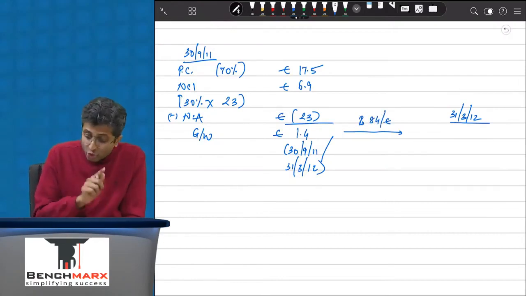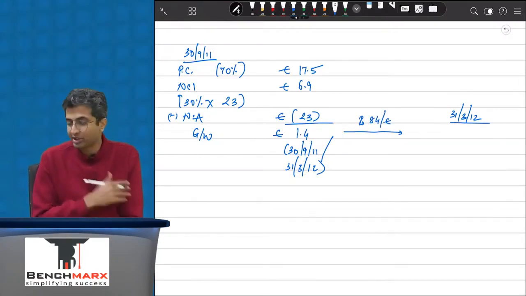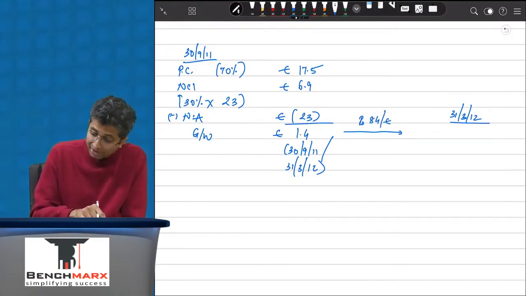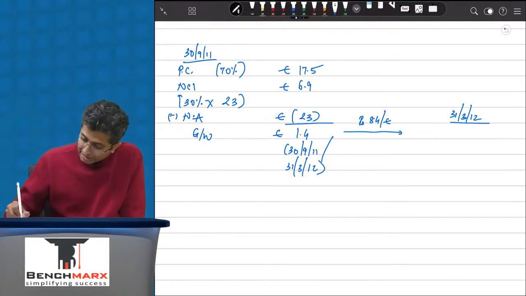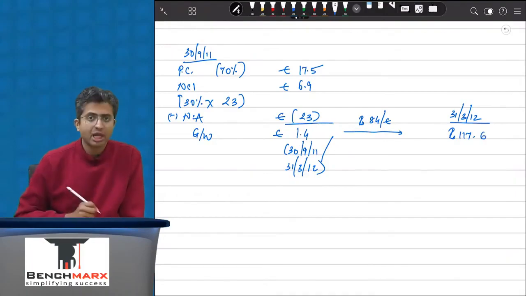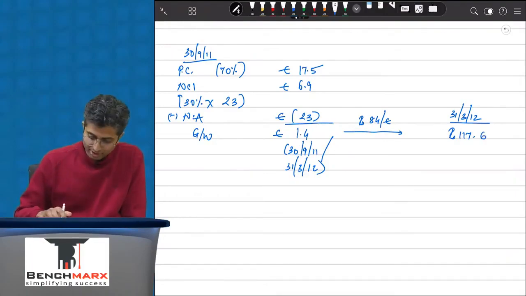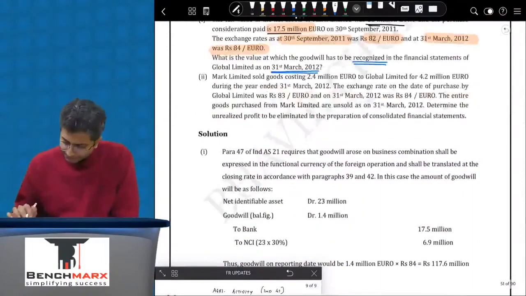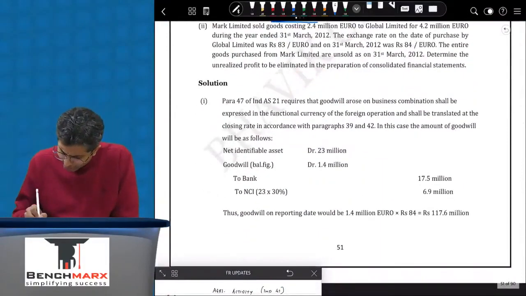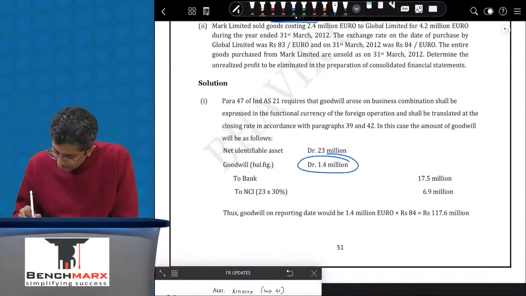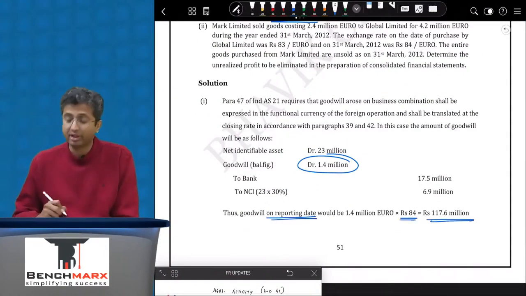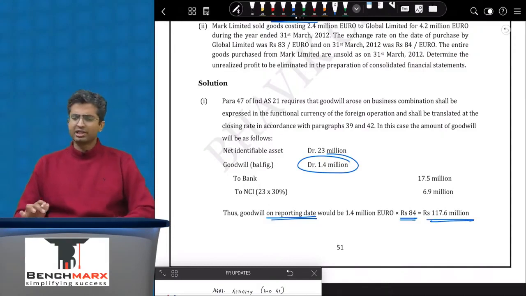Sir, but goodwill cannot change. Goodwill in euros will not change. It will remain 1.4 only. However, if I were to translate it into rupees, this will become rupees 117.6 as on 31st March 2012. So as you can see, the goodwill is 1.4 million in euros, and on the reporting date as on 31st March would be converted at the closing rate. So this is 117.6.